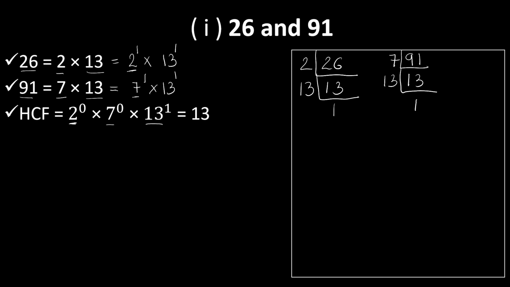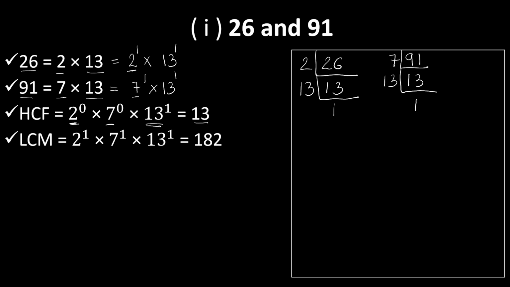And hence our HCF here would be 2 raised to 0 into 7 raised to 0 into 13 raised to 1. Because any positive or negative number raised to 0 gives us 1 as its value, 2 raised to 0 will be 1, 7 raised to 0 will be 1, multiplied with 13 raised to 1 will give us the highest common factor as 13.